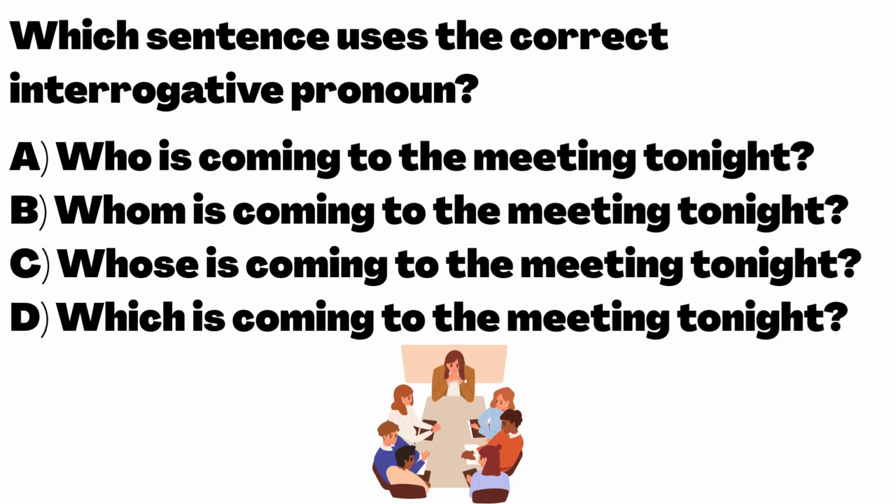Which sentence uses the correct interrogative pronoun? A. Who is coming to the meeting tonight? B. Whom is coming to the meeting tonight? C. Whose is coming to the meeting tonight? D. Which is coming to the meeting tonight?